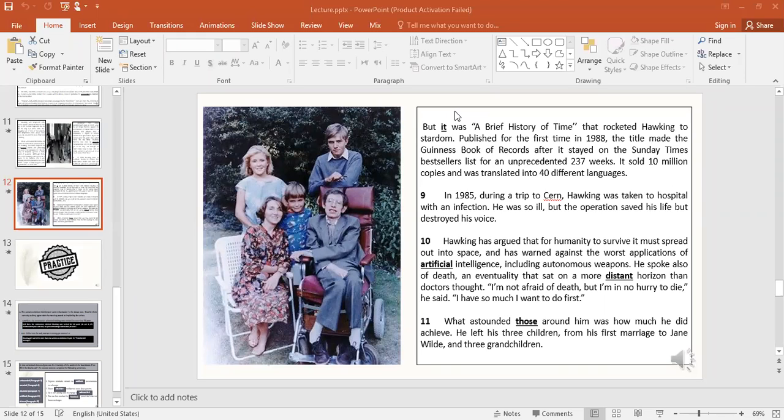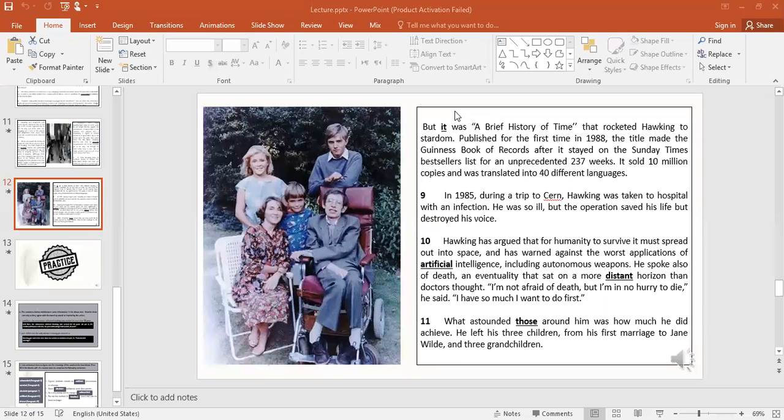Okay, so this book was on the list of bestsellers for about 237 weeks, which no book in the world did. And it sold 10 million copies and was translated into 40 languages. So this book entered the Guinness Book because it was the book which was sold the most.